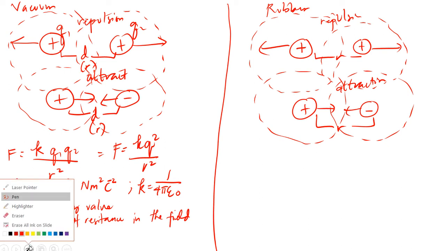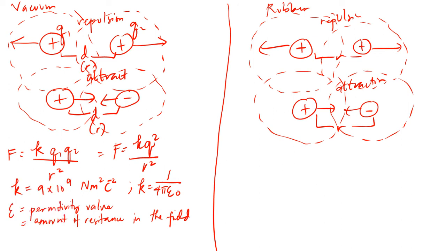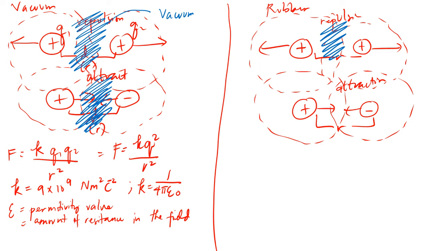Now there are two factors that affect the amount of force in the field, and that is what is in between these two charges. Here, what is in between these two charges is a vacuum. On the other hand, here what is in between these two charges is rubber.